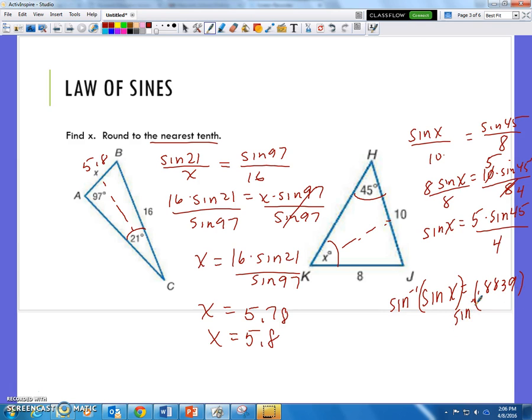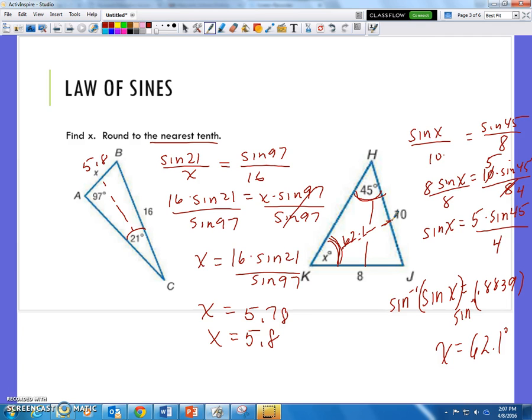Okay, and so I'm going to inverse sine that number, and what it tells me is x must equal 62.1 degrees. Okay, so this guy right here is 62.1. Now let's think if it makes sense here. Across from a 45-degree angle is 8, so a little bigger than that angle is 10. That would make sense. Okay, so we're going to say 62.1 degrees.